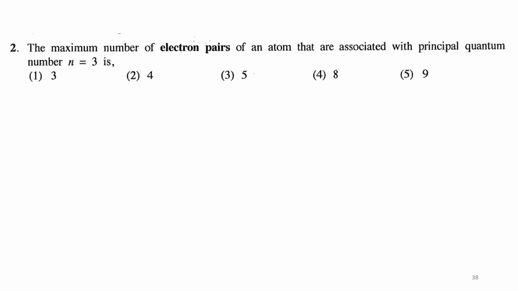And the next question, the maximum number of electron pairs associated with the principal quantum number n equals 3. So if you check the number of orbitals, n squared, 3 squared, that gives you 9. That is the total number of orbitals. And each orbital, you have to know, can contain a maximum of one electron pair. So it's going to be 18 electrons. 18 electrons means actually 9 pairs. So you're going to have only 9 pairs of electrons.